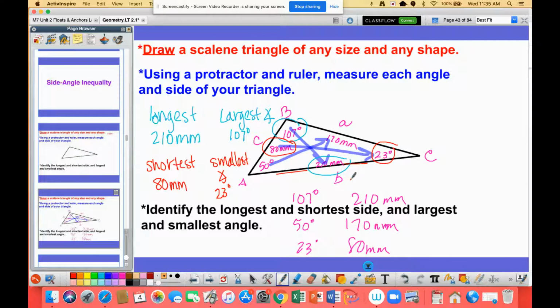I could switch that around. If I said that my largest side is going to be opposite my largest angle. So if I'm given the side length, I can find the largest angle or smallest angle. If I'm given the angle, I can find the longest or shortest side length.